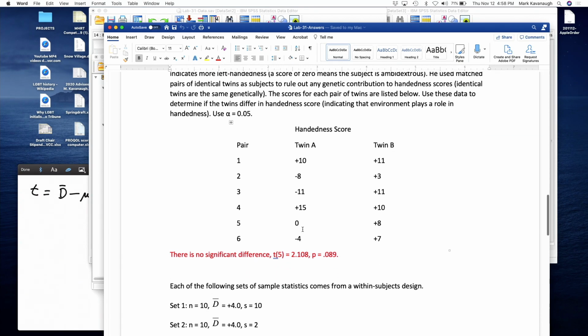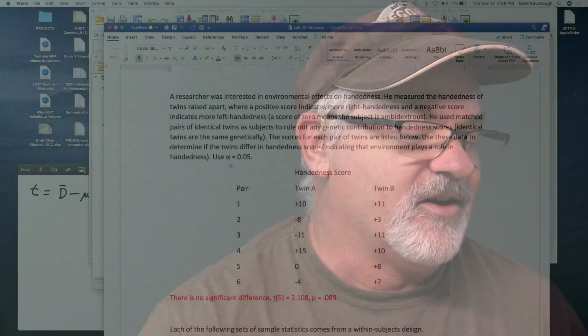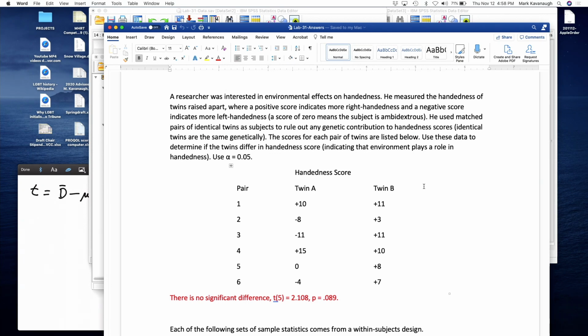Now we go into another study here where we're looking at handedness and we're comparing twins. These are matched pairs. Doesn't matter, we're still going to use the same t-test. Because they're matched in this way, twin A and twin B, we're assuming they're sort of the same. So here we have 6 pairs. We have scores over here, and scores over here, and we're going to determine whether there's a genetic determination of handedness.